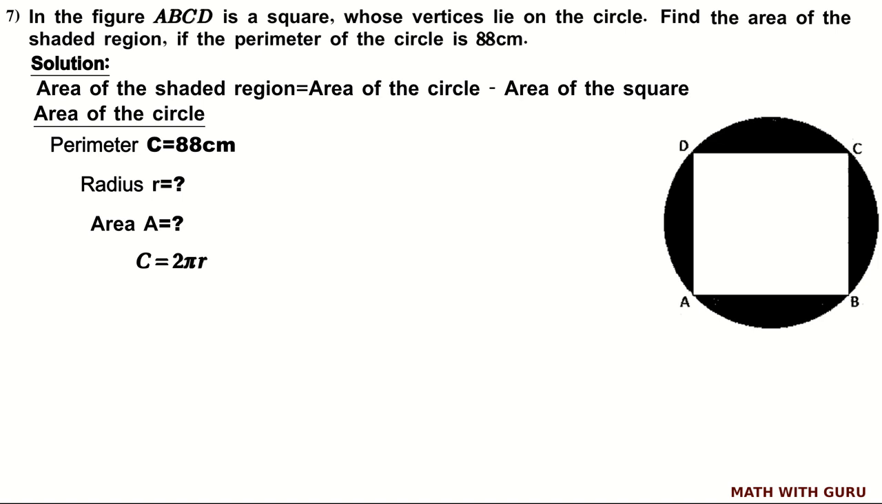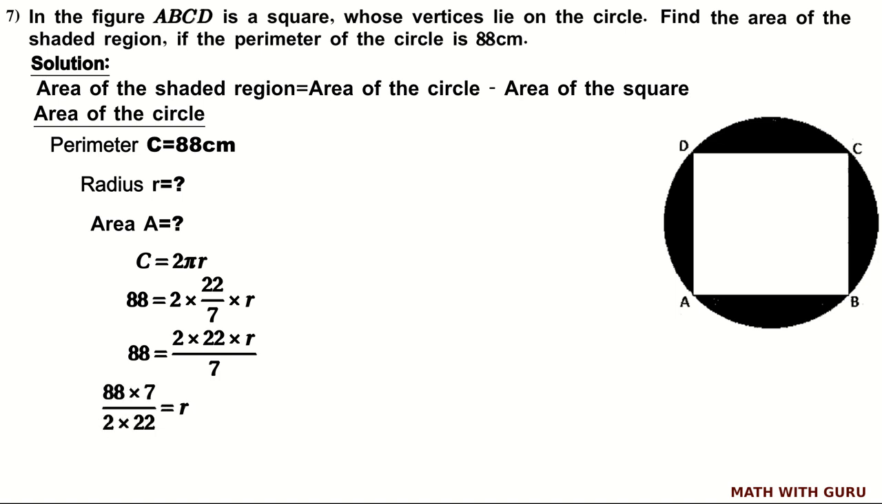C equals 2πr. 88 equals 2 into 22 by 7 into r. 88 equals 2 into 22 into r divided by 7. Let us bring 2 into 22 and 7 to the left hand side. 88 into 7 divided by 2 into 22. 22 fours are 88, 2 twos are 4. r equals 14 centimeters.